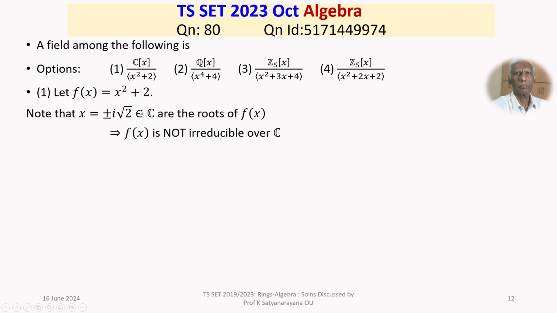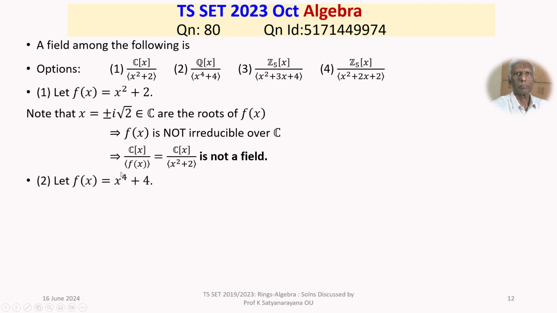Therefore, it is sufficient if you look for the roots. Q[x] by the ideal generated by x square plus 2 is not a field because x square plus 2 is not irreducible. When p of x is irreducible, then F[x] by the ideal generated by p of x becomes a field. Here it is not. Agreed. Go to option 2.